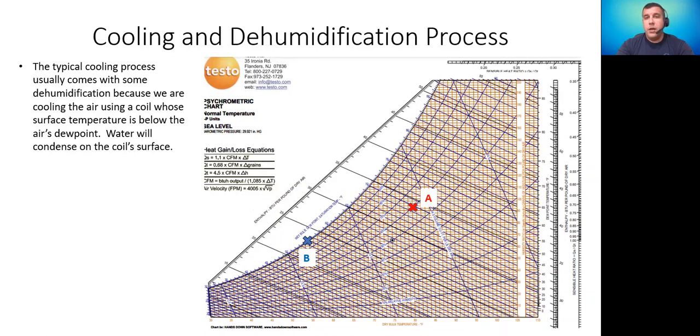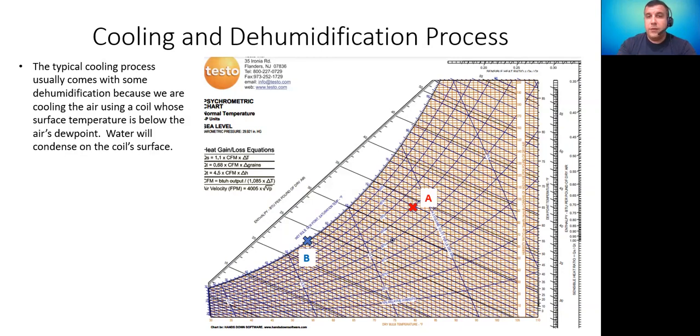We're cooling the air using a coil whose surface temperature is much below the air's dew point. So you think about the typical air conditioning process. What's the perfect evaporator coil temperature that we typically want? It's 40 degrees. Well, 40 degrees is way lower than the current dew point of the air that we bring in. And so when that air touches that 40-degree coil, it starts removing moisture. The moisture starts falling out of that air because we're cooling it below its dew point.